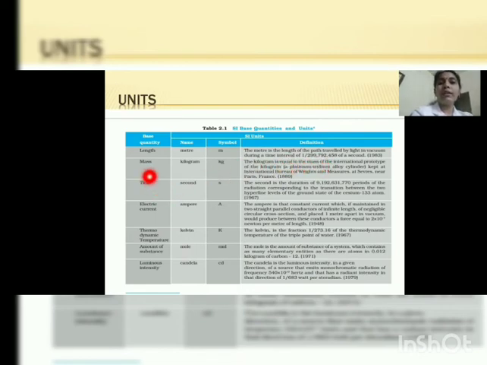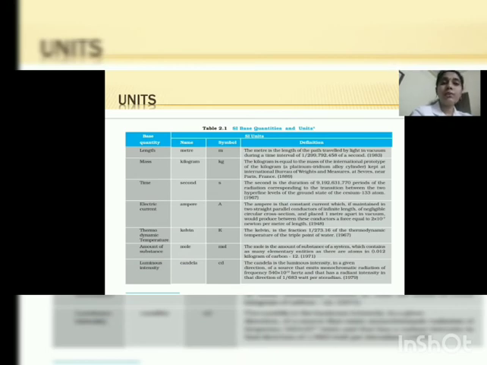Next, the base quantity is mass. Unit of mass, kilogram. Next, time. Unit of time, second. Electric current. Unit of electric current is ampere. A is the symbol. Then temperature. Unit is Kelvin. K is the symbol. Amount of substance, mole, and mol is the symbol. Luminous intensity, candela. cd is the symbol. So these are the 7 physical quantities which we consider as base quantities or fundamental quantities in physics.